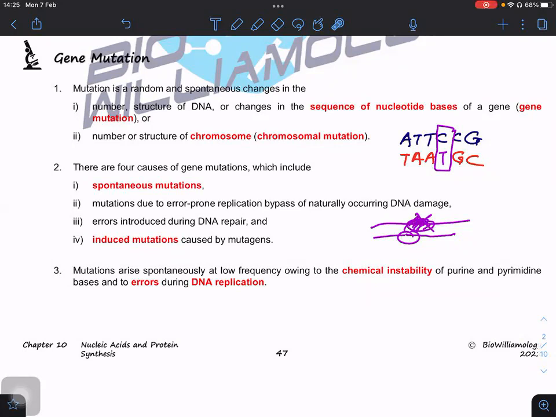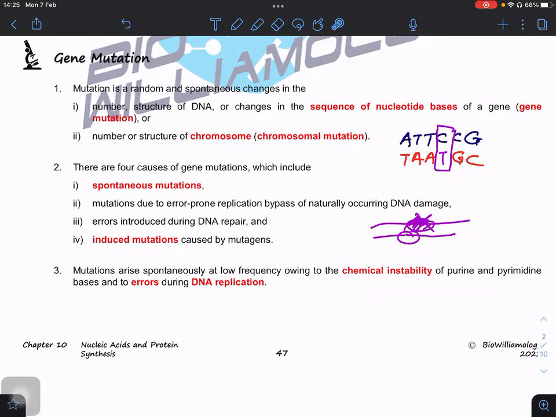Are you clear? So our body repair mechanisms do have sufficient time to actually rectify it. But when you talk about induced mutations caused by the mutagen, mutagens means agents that cause the mutation to take place, so it will take place at a very high rate. It's so high that our body repair mechanism may not have sufficient time to rectify it. We don't have the time to check it, and it is passed down to the descendants of the cells. So therefore, mutation actually is there.